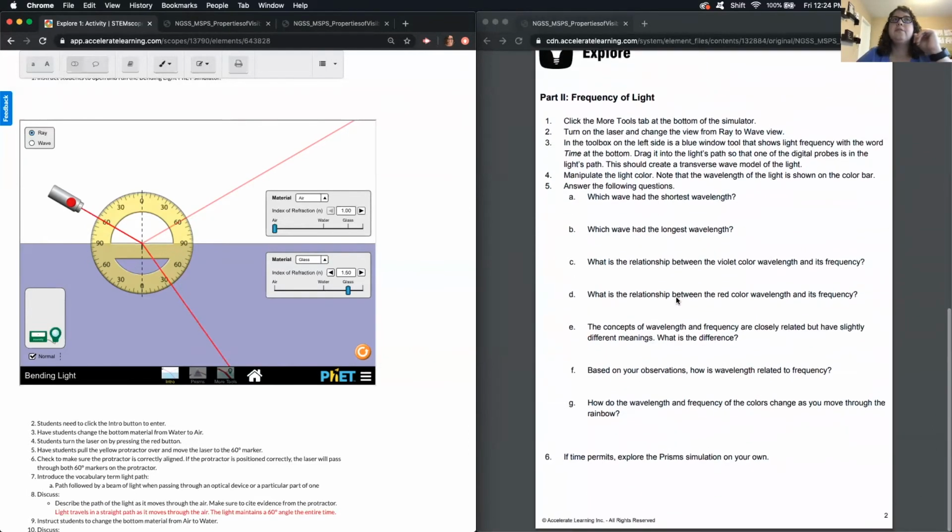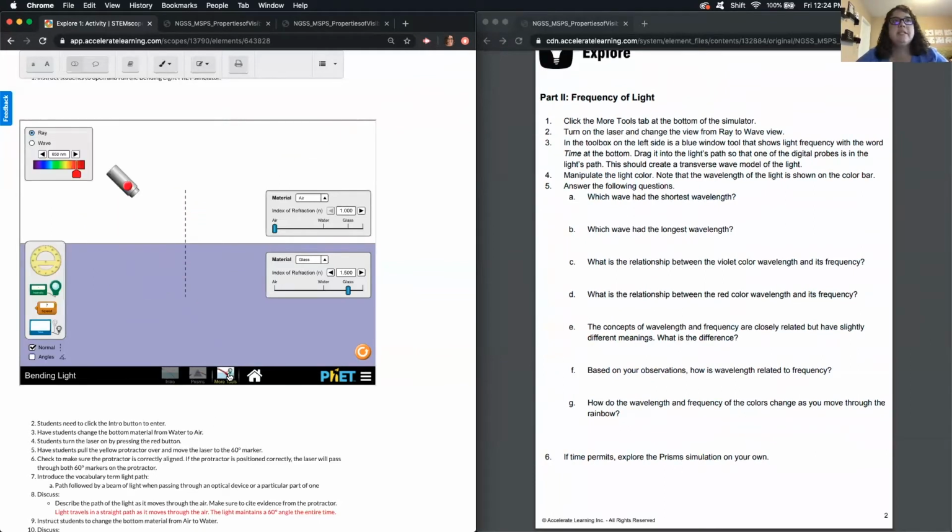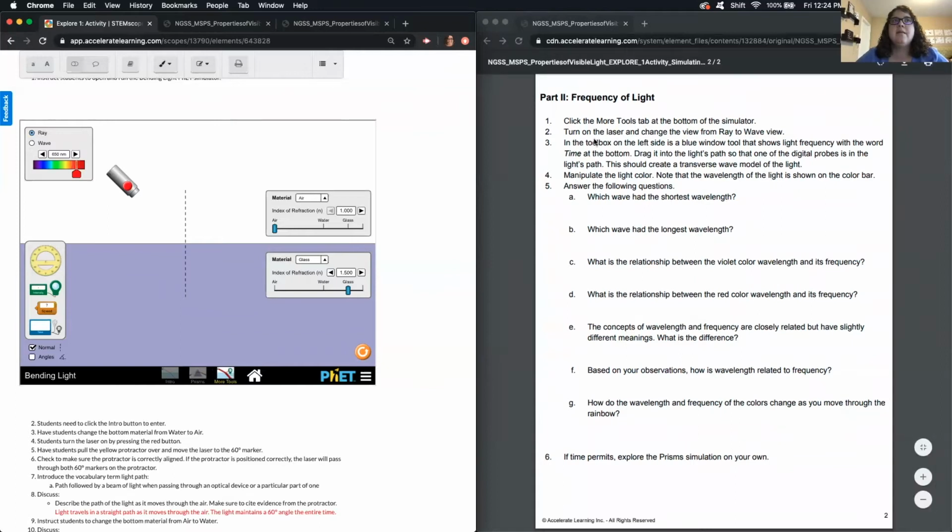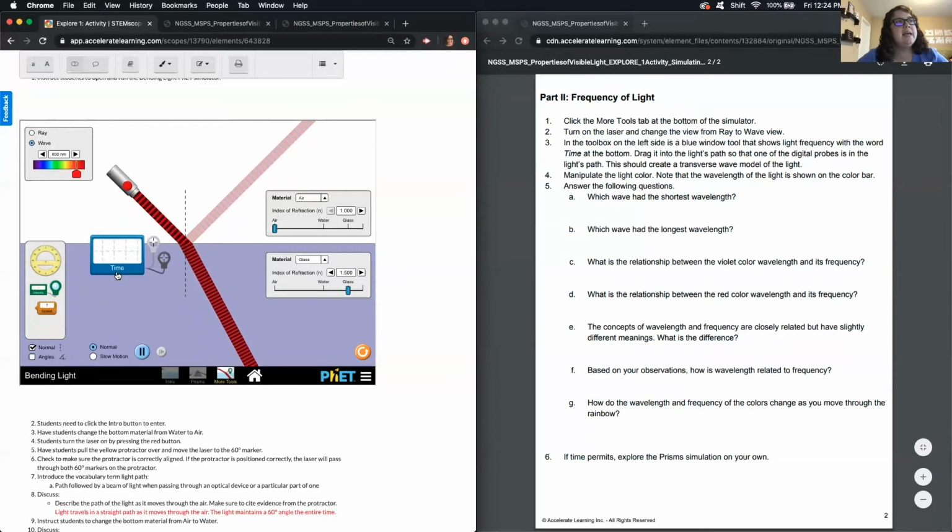Now we're going to move to frequency of light. To do this, I'm going to go to the More Tools simulation at the bottom. Okay. I'm going to turn on the laser, change this from ray to wave. I'm going to take out this time tool, and this is going to, in real time, show you the wavelength.